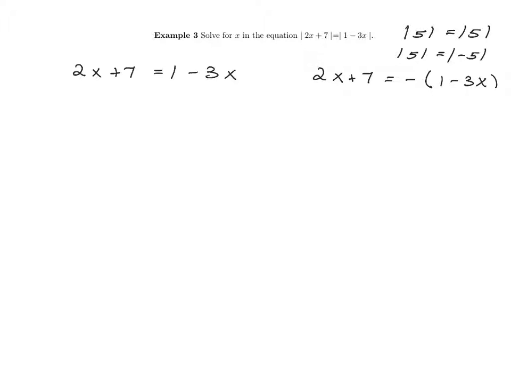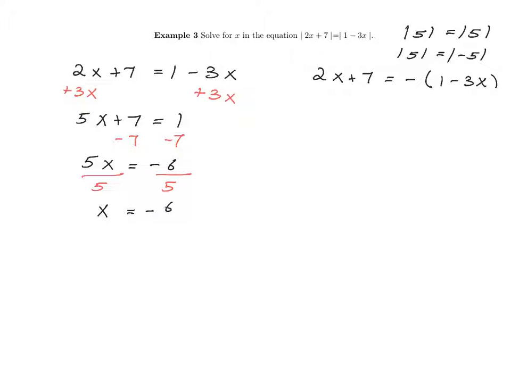So let's solve these. On the left, I'll start by adding 3x to both sides. So I have 5x plus 7 is equal to 1. I'll now subtract 7. So I have 5x is equal to negative 6. And I'll divide both sides by 5. So we get x is equal to negative 6/5.